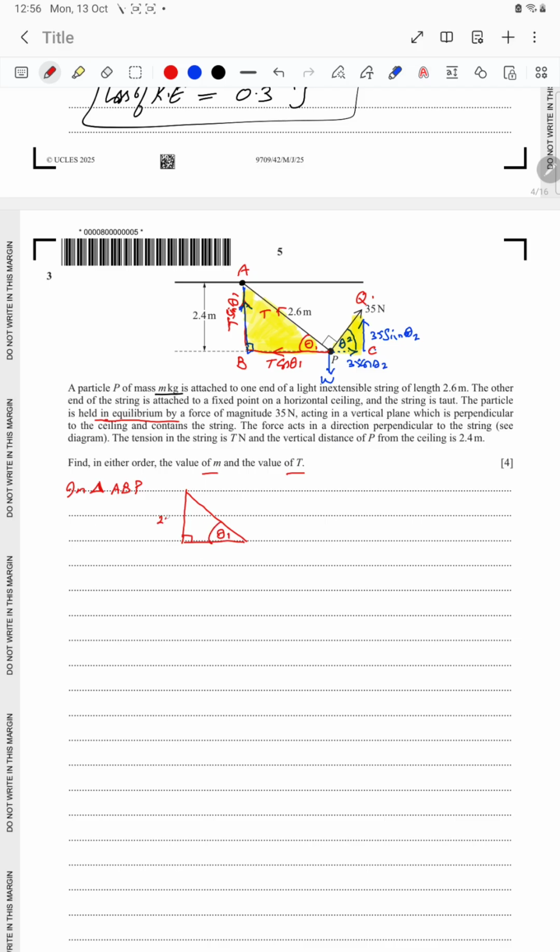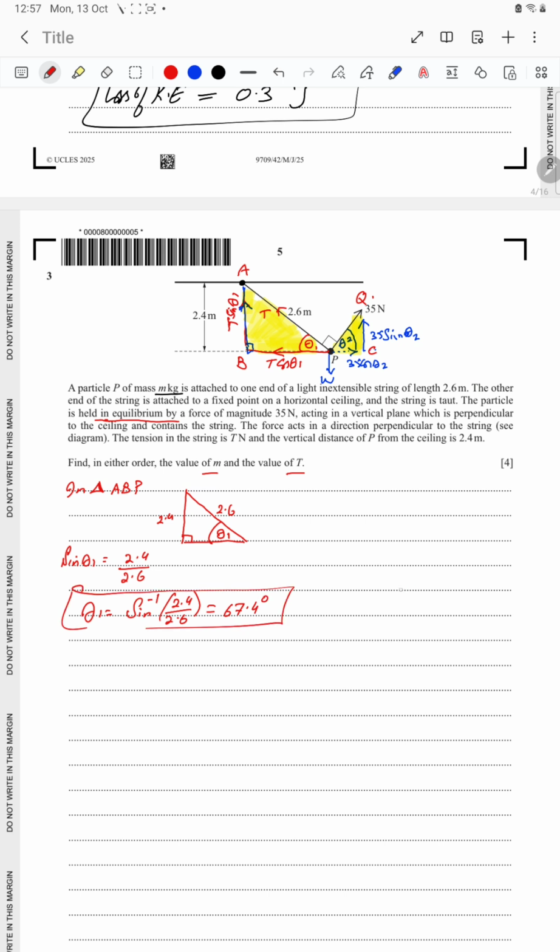So here is 2.4 height and hypotenuse 2.6. So I can use sine theta 1 equals opposite over hypotenuse. With the help of the calculator, you can get theta. That will be sine inverse of 2.4 divided by 2.6, which gives me 67.4 degree. First angle I got this.